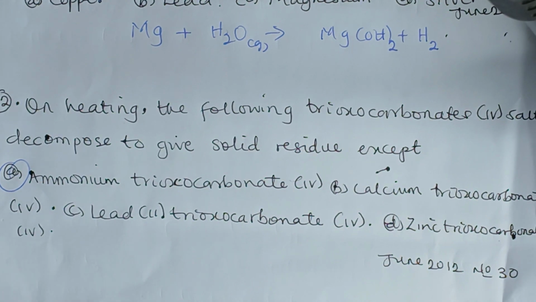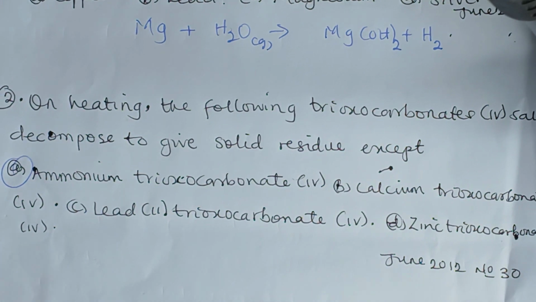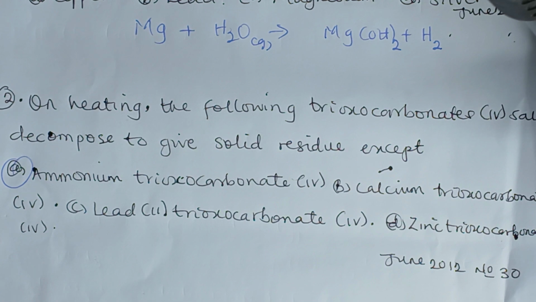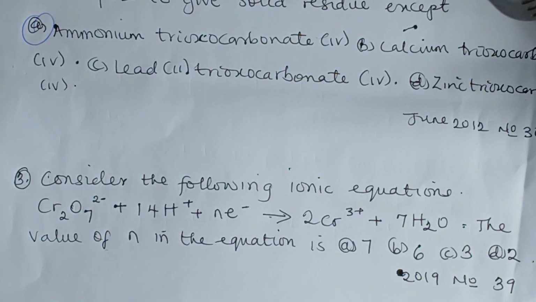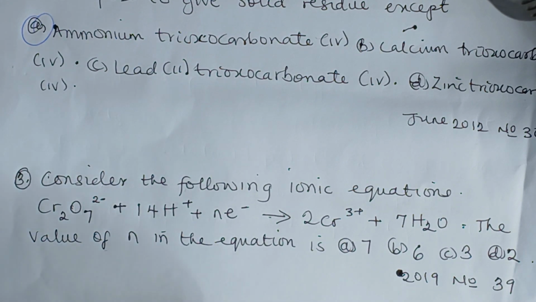Ammonium trioxocarbonate does not break down, while the trioxocarbonates of calcium, lead, and zinc break down to form their oxide and also carbon IV oxide. That of ammonium, sodium and potassium does not break down by heating. So the best answer here is A. The next question, consider the following ionic equations.